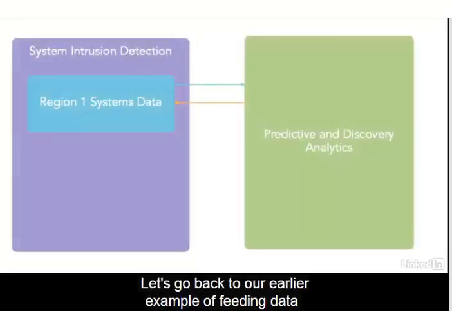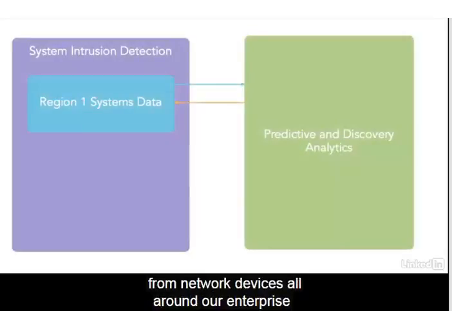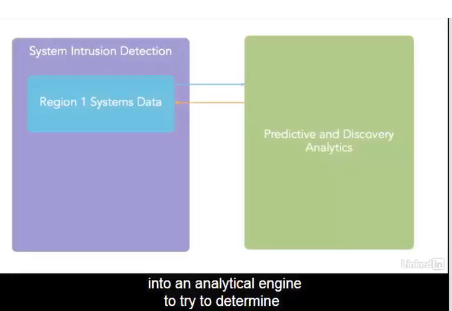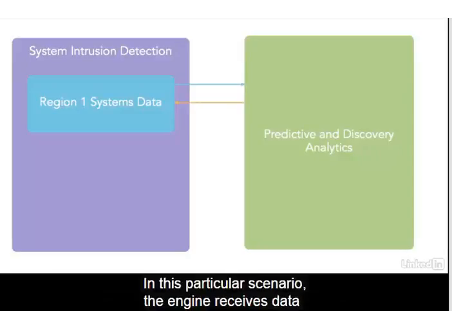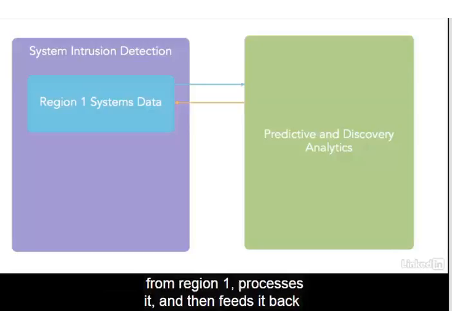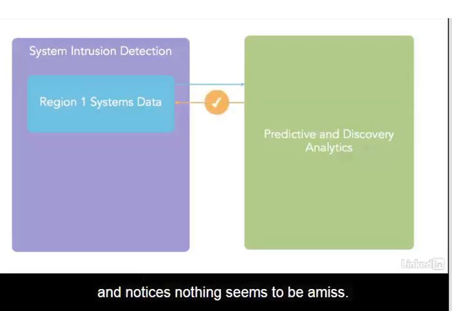Let's go back to our earlier example of feeding data from network devices all around our enterprise into an analytical engine to try to determine as quickly as possible if a cyber attack or some sort of intrusion is underway. In this particular scenario, the engine receives data from region 1, processes it, and then feeds it back and notices nothing seems to be amiss. The hypothesis at this point: there's no attempted intrusion.